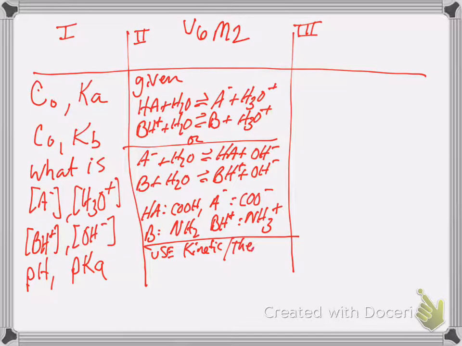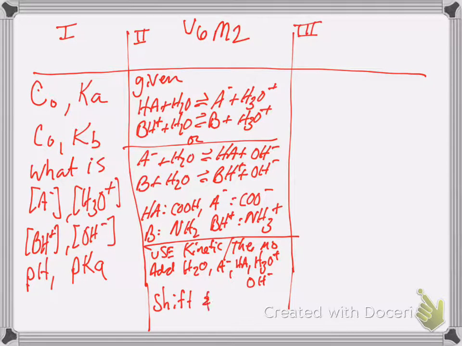So you need to construct arguments using kinetic and thermodynamic arguments: adding water, adding A minus, HA, adding a strong acid, which will add H3O plus, adding a strong base, sodium hydroxide. And we did this on many other problems in this video. So if you have any questions about that, make sure you look at that. So you're responsible for both the shift in equilibrium that occurs and the pH effects.